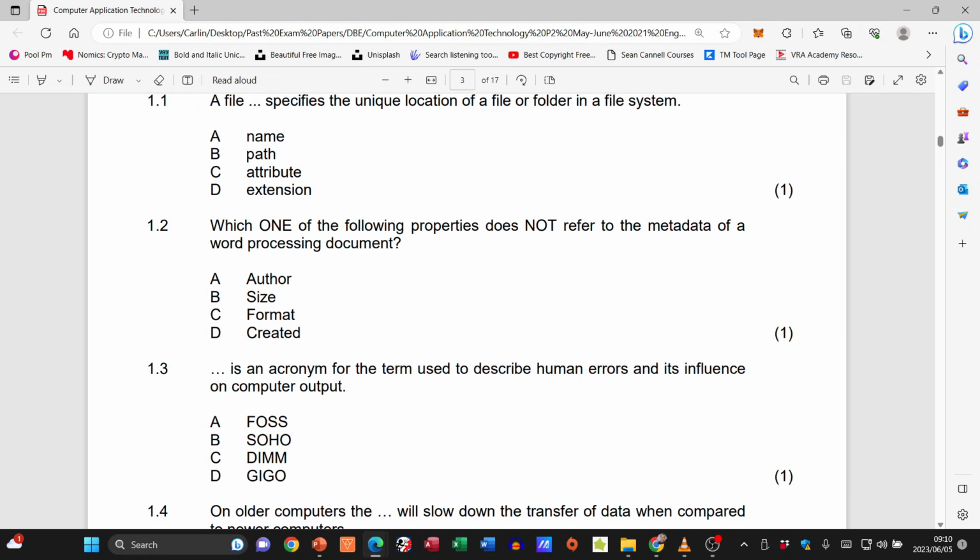The normal data that we would find are things like, I just mentioned it, the author, the size, when it was created, right? And the format, that relates to things like bold, italic, underline, all the formatting that's applied. Does that have anything to do with these metadata items here? No. Okay, so our answer is going to be C.